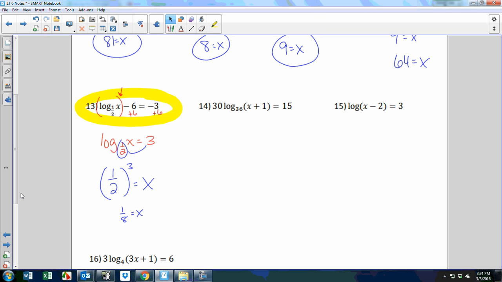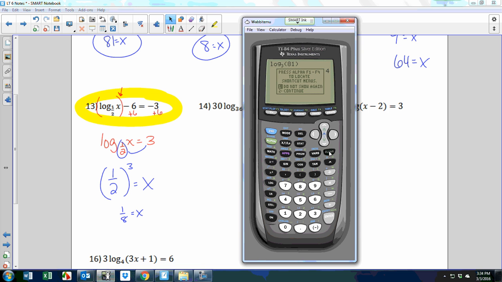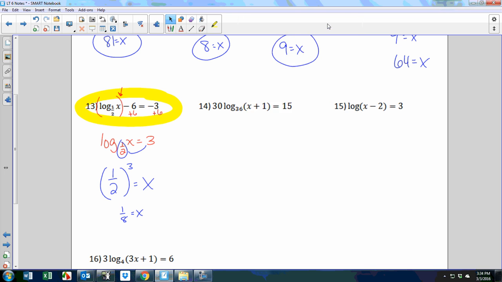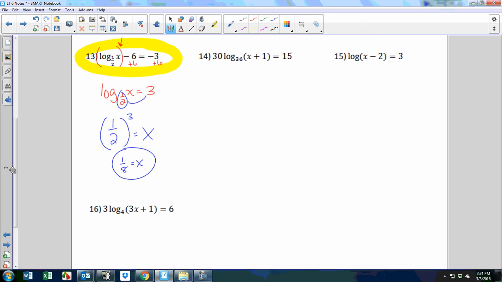I'll check this one again, just kind of picking some at random to check. Math log base 1/2, plugging this back into the original problem, log base 1/2 of 1/8, because I'm checking my answer 1/8, right arrow, minus 6. When I hit enter, it should give me negative 3. So yes, we have the correct answer, 1/8. X is 1/8. All right, 14, 15, and 16, the last 3.